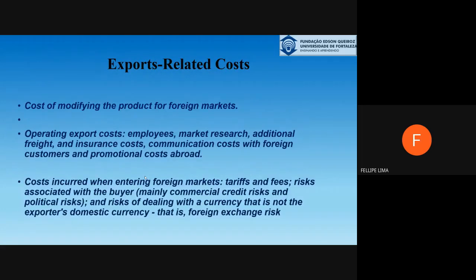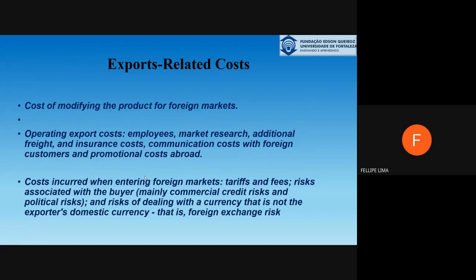Cost of modifying the product for foreign marketing. Do I have to change my product to sell in another country? What kind of change? What is going to be my cost with that change? Export operation costs: the despachante aduaneiro, the customs broker, the freight. Every kind of international cost you're going to have. Costs of entering new markets: the tariffs, the fees, the taxes that you're going to have to pay if you are going yourself to another country.